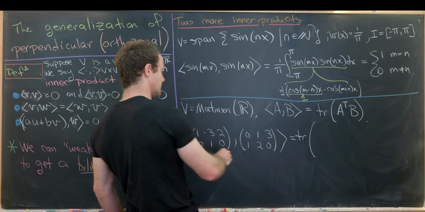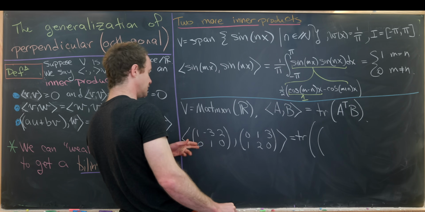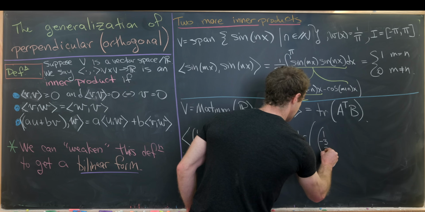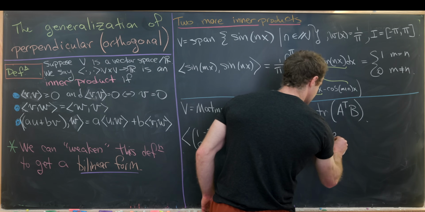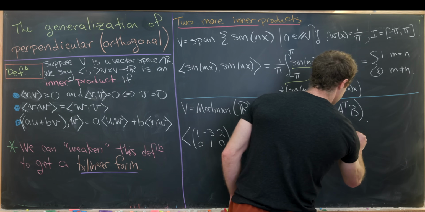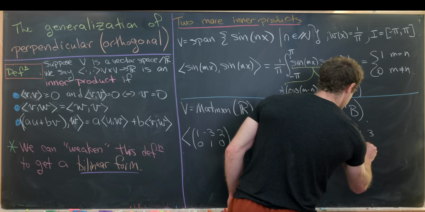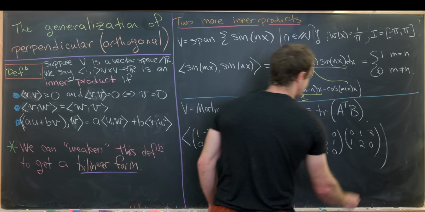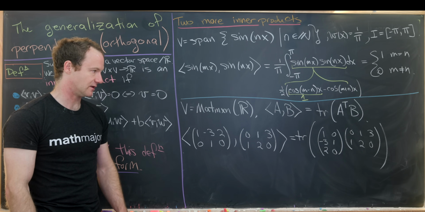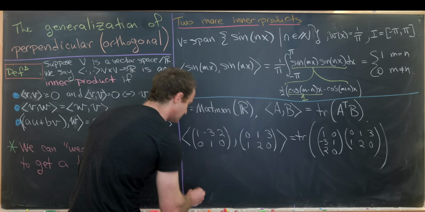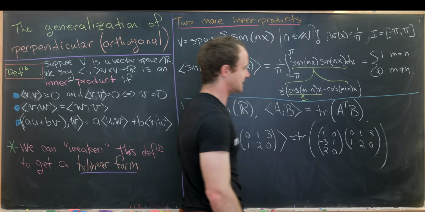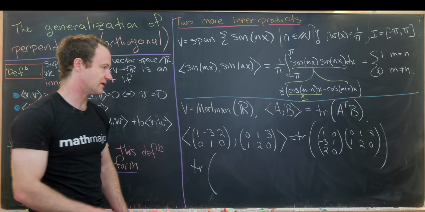Okay, so that means we need to find the trace of this transpose times this. So let's see, the transpose of this, instead of being a 2 by 3 matrix, will be a 3 by 2 matrix. It'll be 1, negative 3, 2, and then 0, 1, 0, and then times just this matrix by itself, 0, 1, 3, 1, 2, 0. So we need to find the trace of that. Let's recall that the trace is just the sum of the diagonal elements. Okay, so now let's multiply these two matrices. So let's see, we've got a 3 by 2 times a 2 by 3. That means we should end up with a 3 by 3.